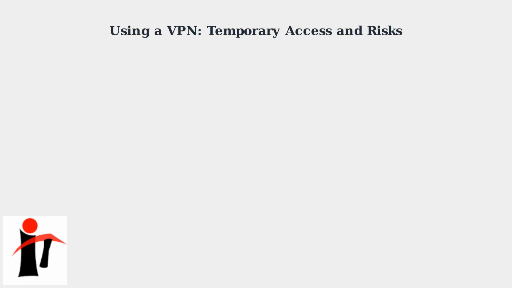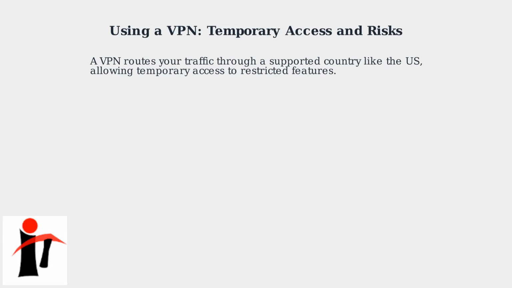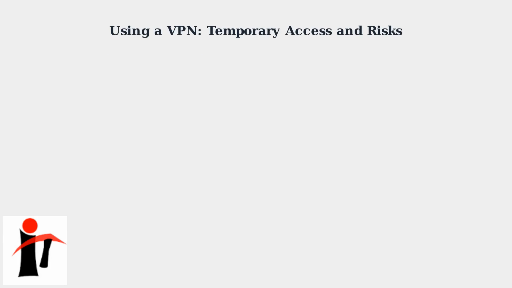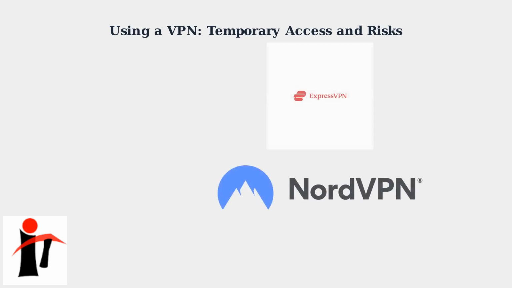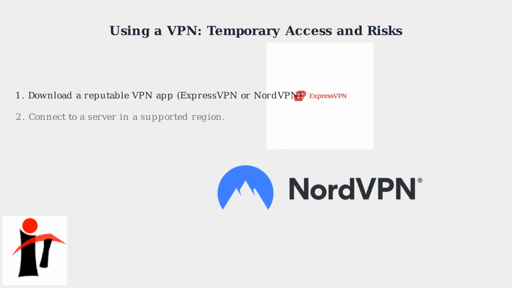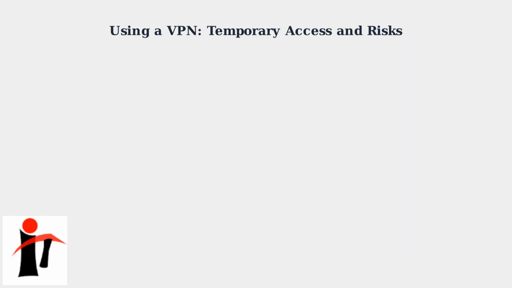A VPN, or virtual private network, can temporarily bypass region restrictions by routing your internet traffic through a server in a supported country, like the US. This allows access to Tesla app features that might otherwise be blocked. To use a VPN, first download a reputable VPN app such as ExpressVPN or NordVPN. These providers offer secure connections and servers in multiple locations.